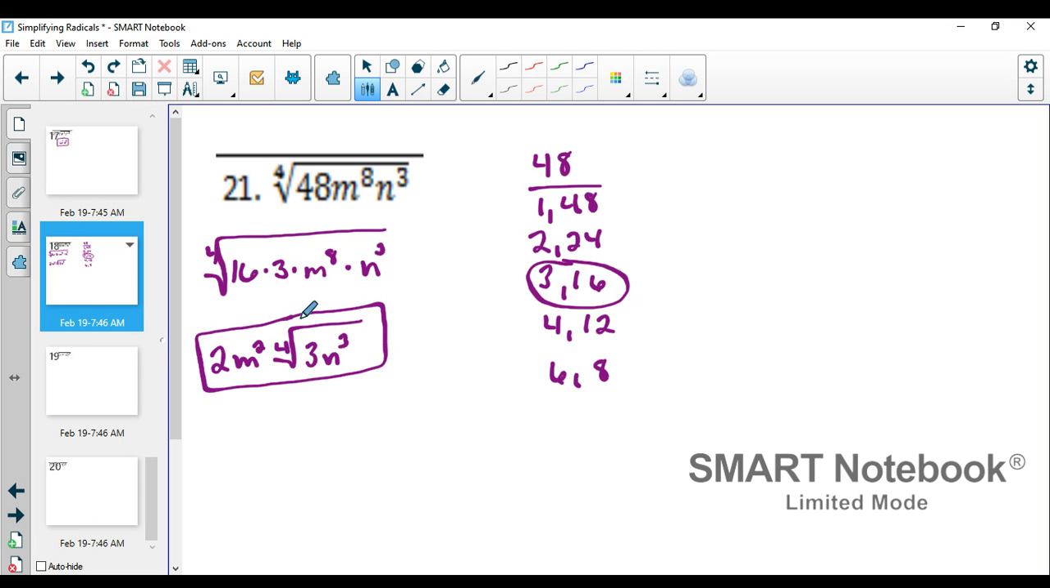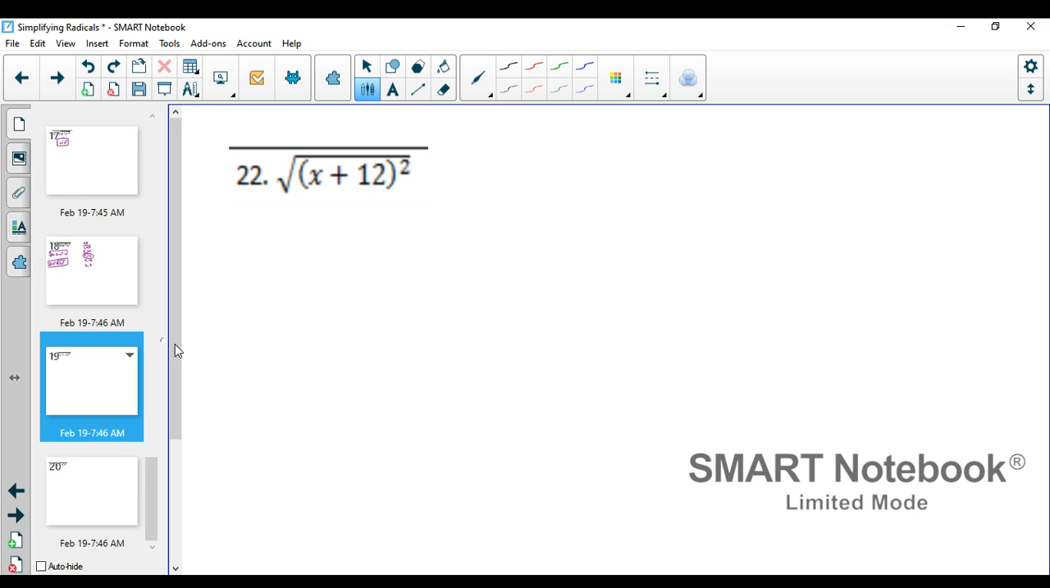All right, and then moving on to 22. So we have the square root of x plus 12 squared. And we've already dealt with this situation many, many times this year, but just as a refresher, the square root of a squared, they cancel each other. So the square root and the squared go away. So the only thing left for this answer is x plus 12. And that's it for that one.